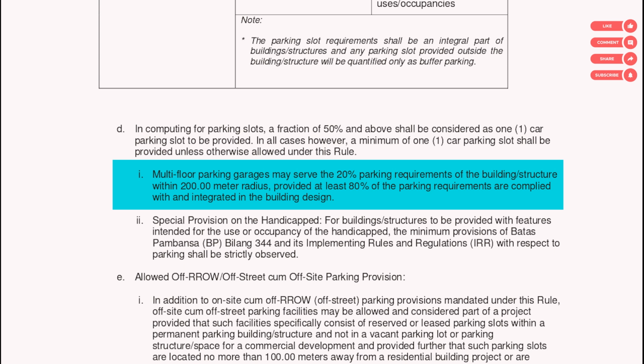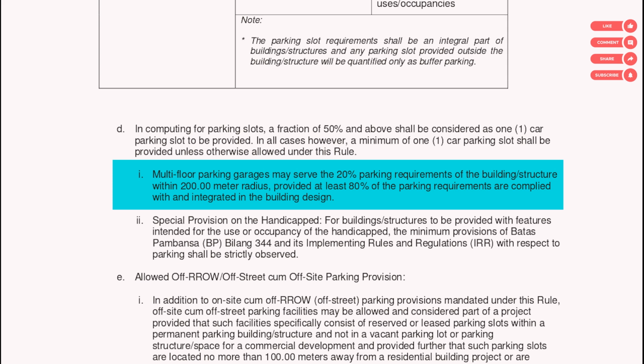So mag-reserve ka ng parking spaces, naka-reserve yun for your customers. Hindi na gagamitin ng ibang magpapark. But other conditions: the reserved slots must be in a parking building and not in a vacant lot. Okay? And the parking building shouldn't be too far away. The maximum distance is 100 meters in a residential project and 200 meters in a commercial project.